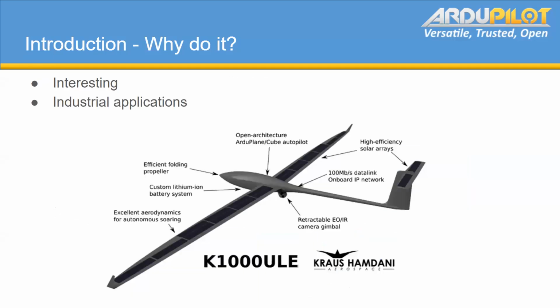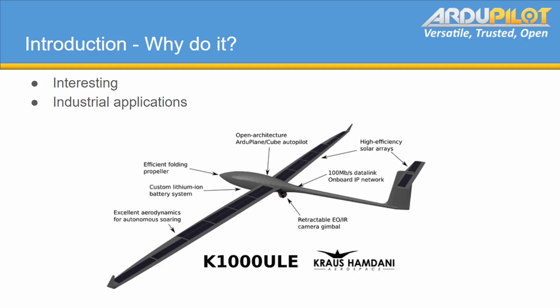But as I mentioned, there's also commercial or industrial applications, and one that I've already mentioned is the Kraus Aerospace K1000 glider, which is a product which is really designed to take advantage of this technology of thermal soaring, as well as having a lot of other interesting features on the aircraft, including high efficiency solar panels and lots of other bells and whistles, like a high bandwidth data link and capable payloads.